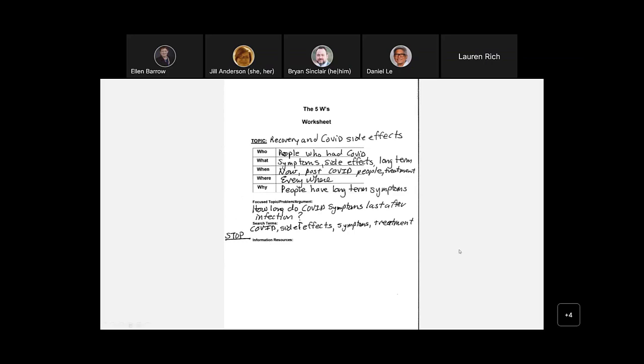Okay, so that is the 5Ws worksheet. I'd have to say next to the 1 minute paper, that is my favorite exercise to do with students because I think they do get a lot out of it.